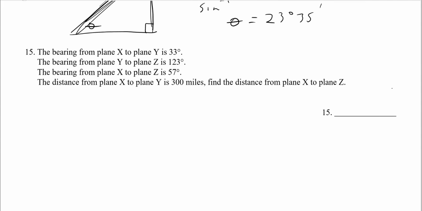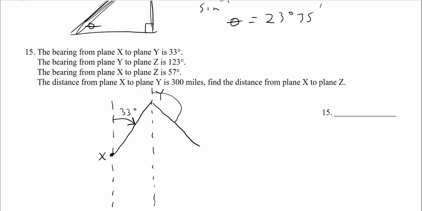Okay, so 15. The bearing, whoop, whoop, a lot of bearing problems. The bearing from plane X to plane Y is 33 degrees. Okay, so we're going to draw a good old picture here. So we have our bearing line. Anyway, the bearing from plane X, so here's X to plane Y, so that is 33 degrees. And this is plane Y. Okay, the bearing from plane Y, so we're going to draw another bearing line, to plane Z is 123 degrees. So that is this, and this is 123 degrees.